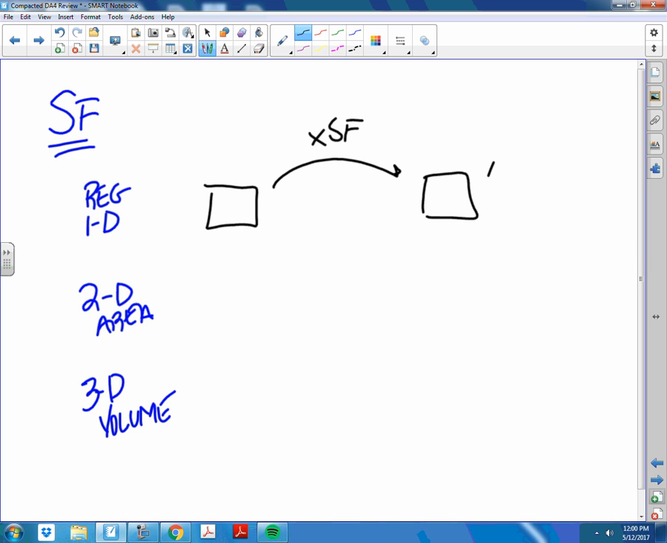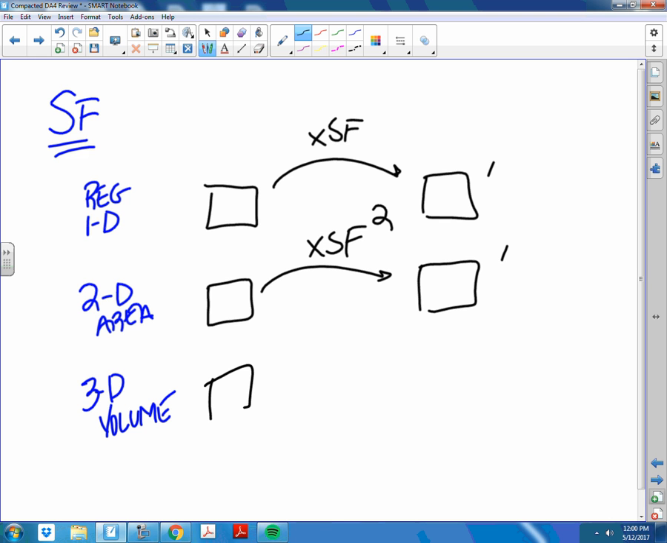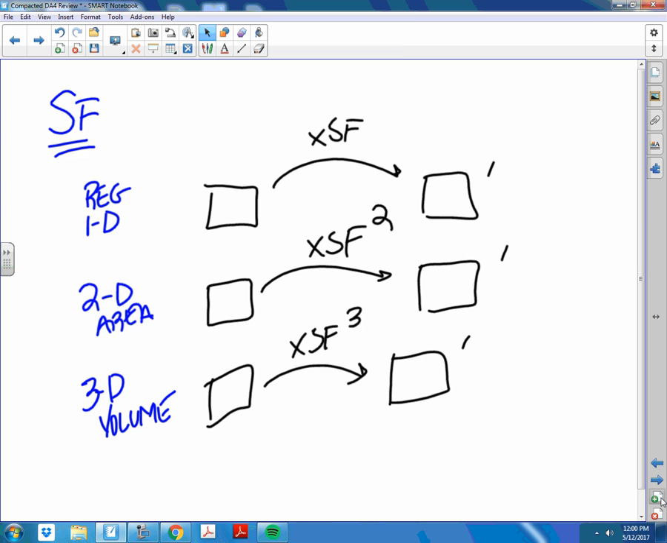Okay? Area. You take your original area, you multiply it times your scale factor squared, and you get your new area. And on volume, you take your original volume, you multiply it times your scale factor to the third power, and that gets you your new volume. And that's a very, very important thing.